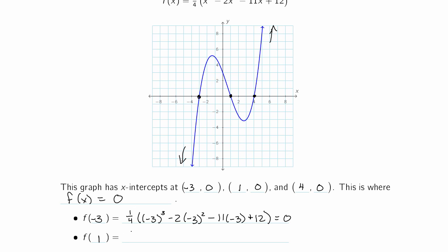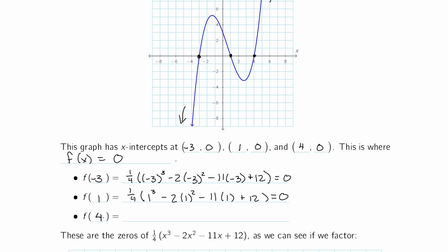Same with 1. 1/4 times 1^3 minus 2 times 1^2 minus 11 times 1 plus 12. This one's easy. You could probably work out that arithmetic without a calculator. Right? 1 minus 2 is -1. Minus 11 is -12. Plus 12 is 0. If we plug in 4, 1/4 times 4^3 minus 2 times 4^2 minus 11 times 4 plus 12. Again, that'll work out to 0.